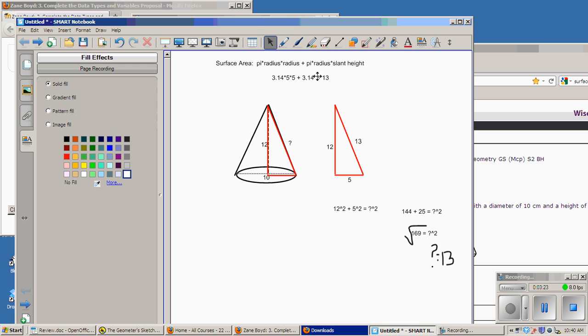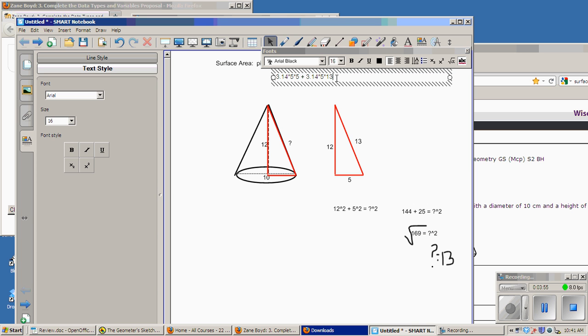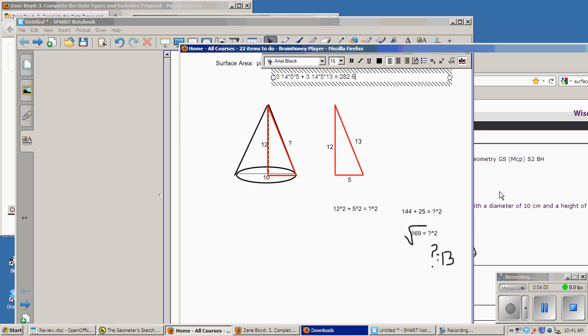So what I did was I plugged in all of the numbers that I needed. So pi I plugged in 3.14, radius I plugged in 5, and slant height I plugged in 13. And then I would just take out my calculator and figure out what 3.14 times 5 times 5, let's see, plus 3.14 times 5 times 13, and I get 282.6.